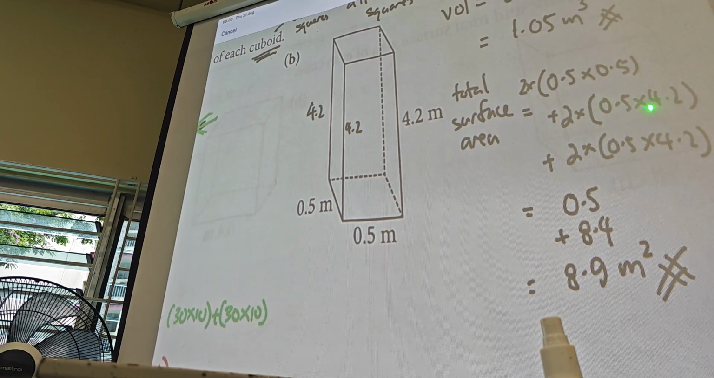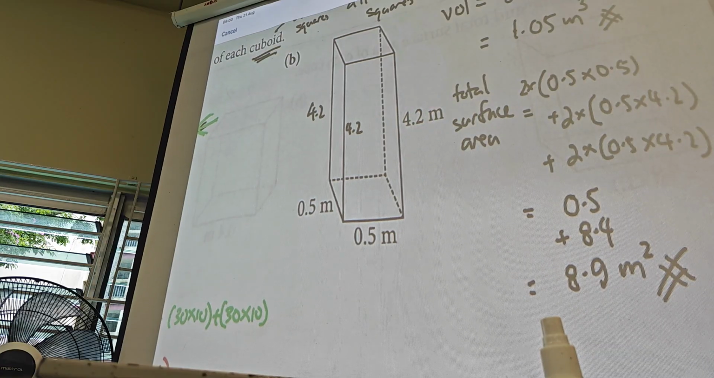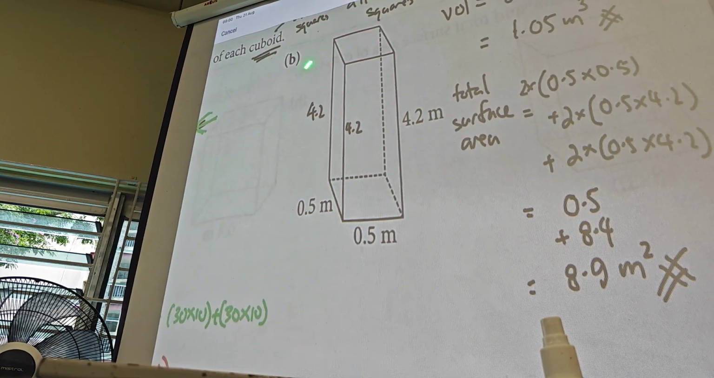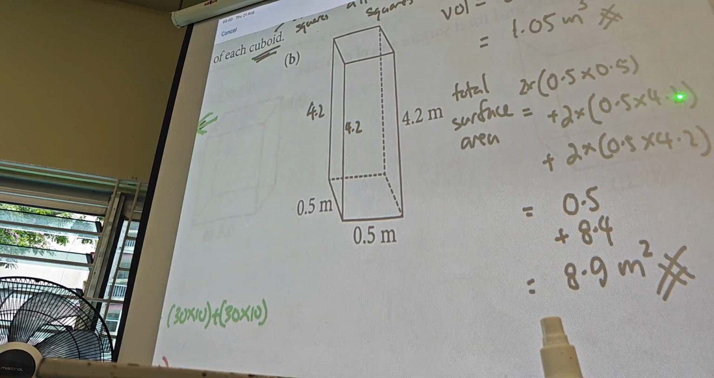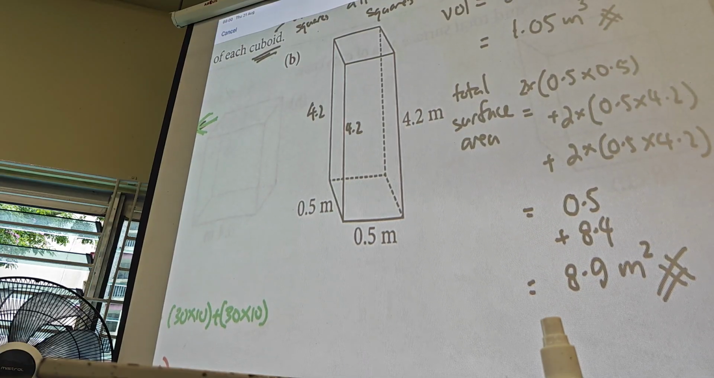So these two are exactly the same. So in the end, because the bottom is a square, the top and bottom is this dimension. The 4 sides at the side, because it's a square, actually are the same rectangle. So in the end, it is 4 times of 0.5 and 4.2. But either way, you add them up, you get 8.9.